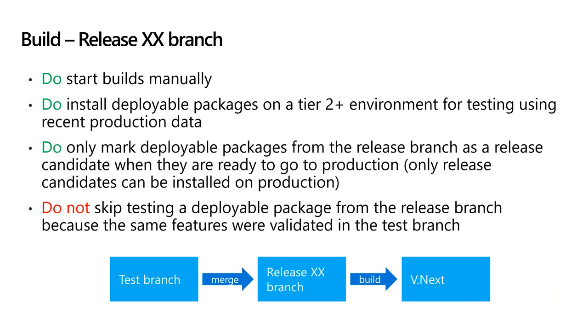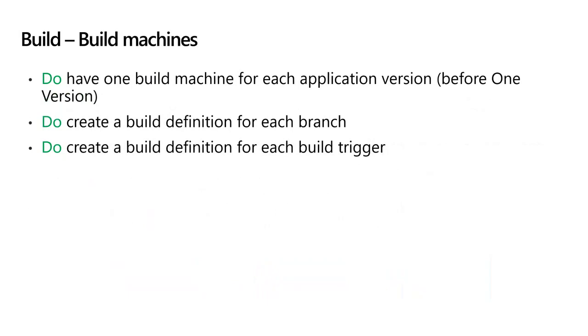The alternate release branch is a similar pattern to the release branch, except that you would not mark them as a release candidate because they're probably not going to production. They're probably going to some pre-production sort of environment. A few notes on the build machine. You need to have one build machine for each application version, before one version at least. There are some scenarios like we talked about with service updates where you might need multiple build machines, but in general, the builds are backward compatible and that normally works with just one build machine.